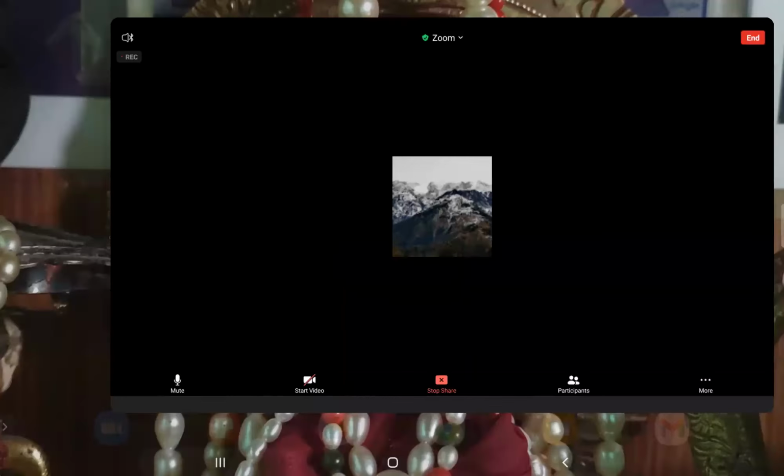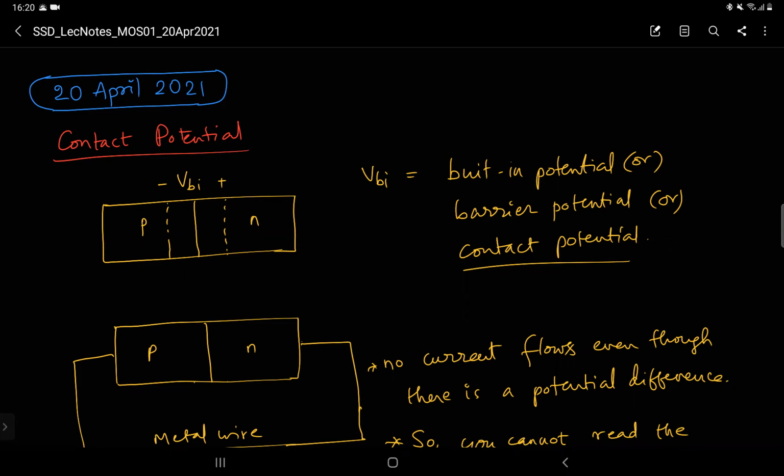So we'll start a new topic from today, that is MOS junction. But before that, we would like to understand metal semiconductor junction itself. So let us understand this concept contact potential first.